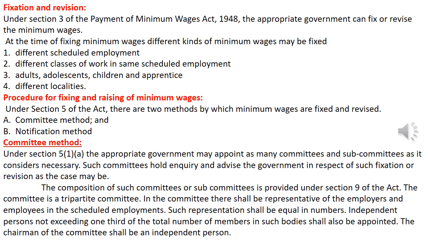In this, the committee is a tripartite committee. In the committee, there shall be representatives of the employers and employees in the scheduled employments. Such representation shall be in equal numbers. Both representatives of the employers and the representatives of the employees should be in equal numbers. And independent persons not exceeding 1/3 of the total number of members in such bodies shall also be appointed. So, the chairman of the committee shall be an independent person.